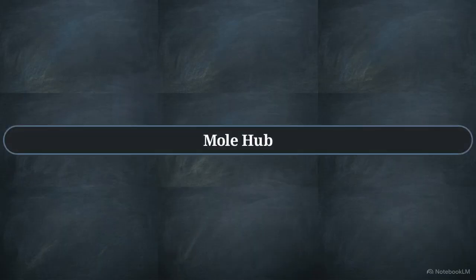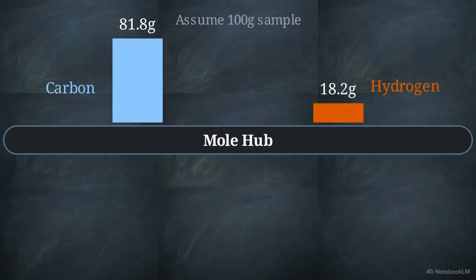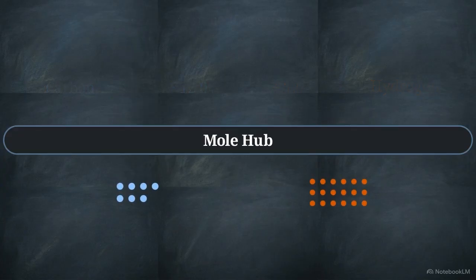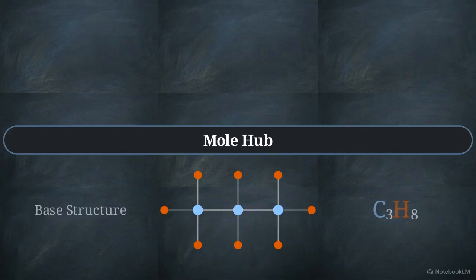Consider a substance that is 81.8% carbon and 18.2% hydrogen. If we assume a 100-gram sample, those percentages become 81.8 grams and 18.2 grams. We route these masses through the mole hub by dividing carbon by 12.0 and hydrogen by 1.0. This reveals a molar ratio of 3:8. This lowest whole number ratio defines the empirical formula, C3H8.